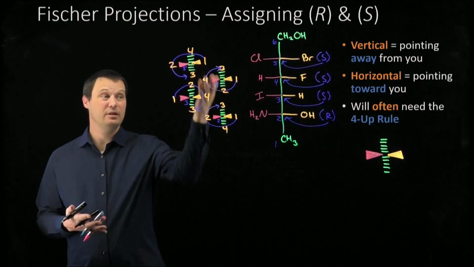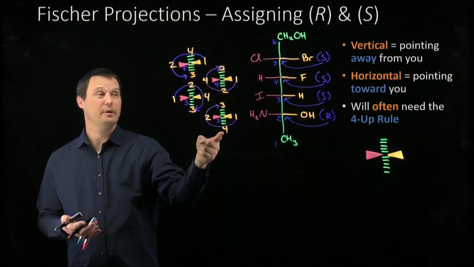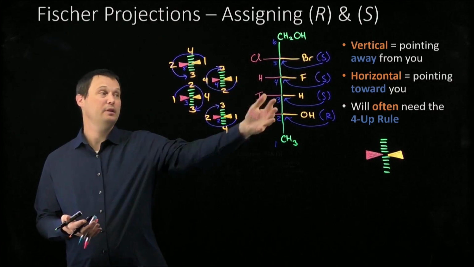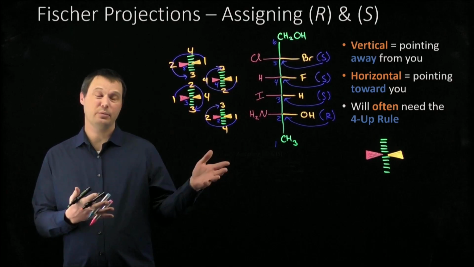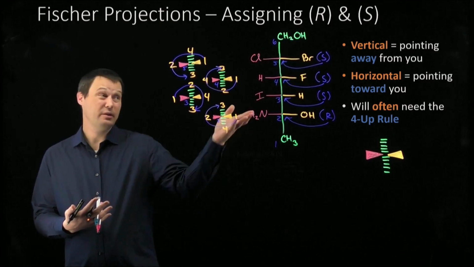And that's it. These are the only options. The number 4 group has to be on the bottom, the right, the left, or the top. These are all the ways possible to assign R and S for a Fischer projection. Now, this way works. It's exam legal. It'll get you the right answer.